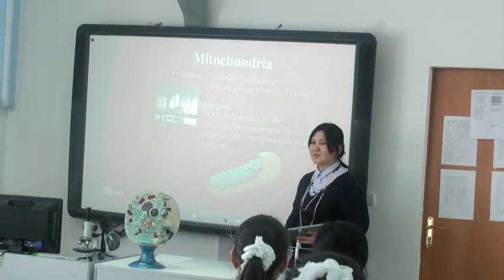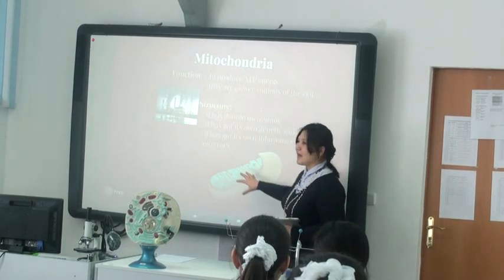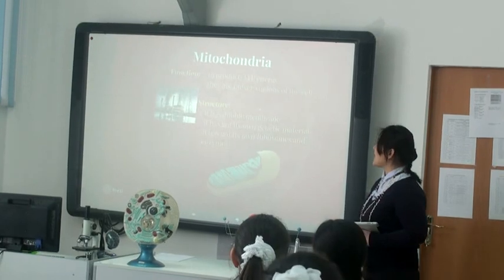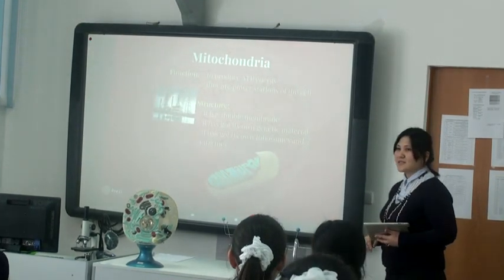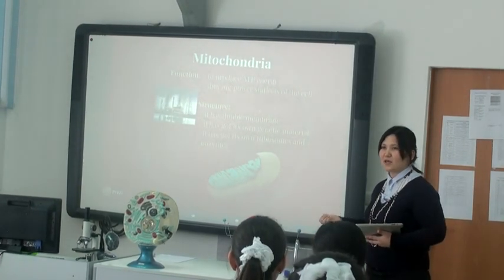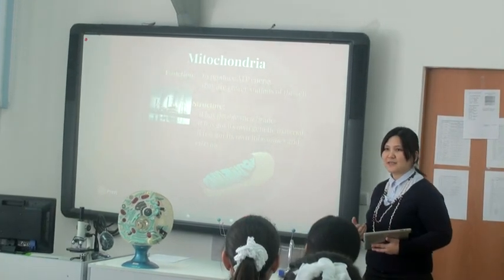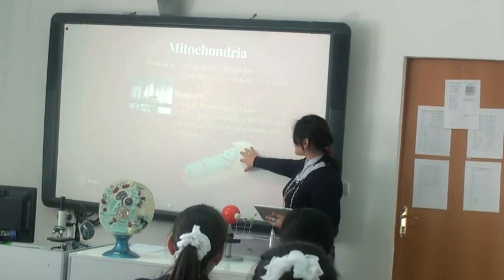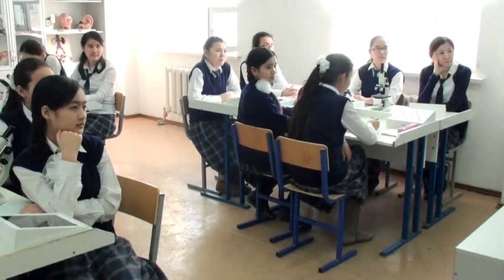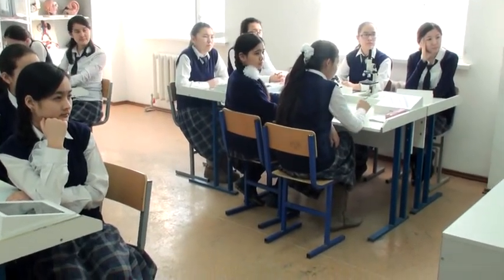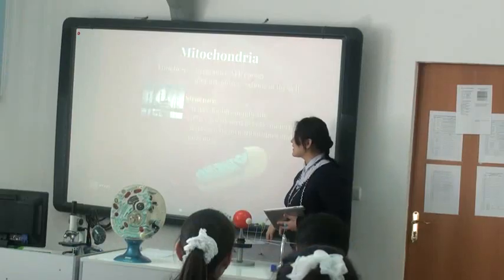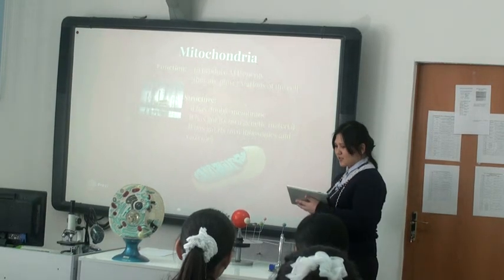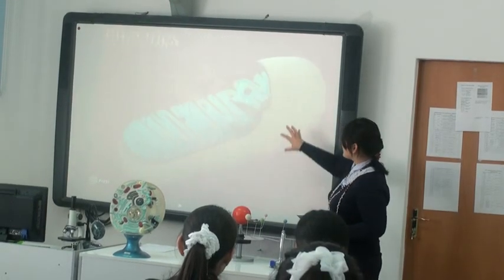ATP, yes, ATP is produced by the mitochondria organelle. So the function is to produce ATP energy, and the nickname of the mitochondria is the power station of the cell. Then by structure it has a double membrane. It has genetic materials like DNA and RNA. It has its own ribosomes and enzymes. And you can see this clearly in the picture.